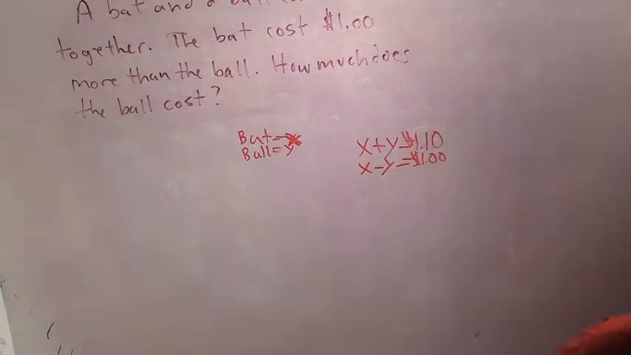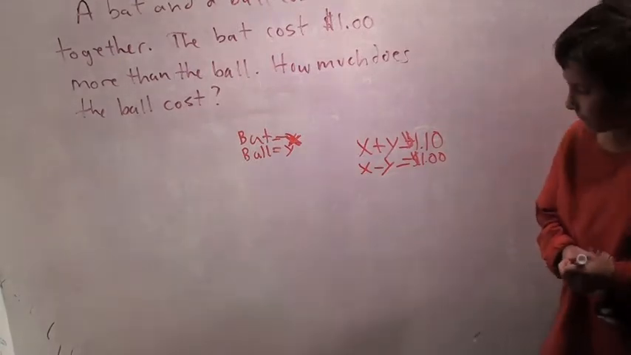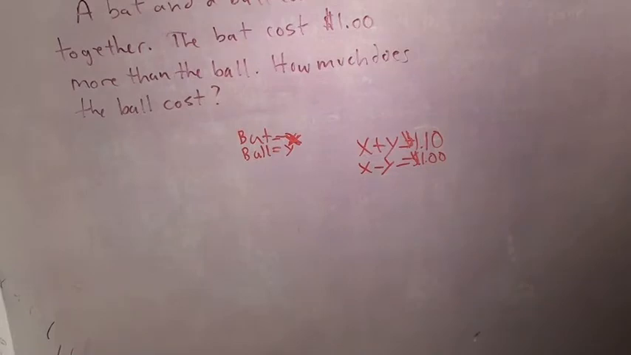Alright, so now you have two equations: X plus Y equals $1.10 and X minus Y equals $1. We know that X plus Y equals $1.10 because the problem said the bat and ball cost $1.10. And we know X minus Y is $1 because it says the bat costs $1 more than the ball. So how are you going to solve this?